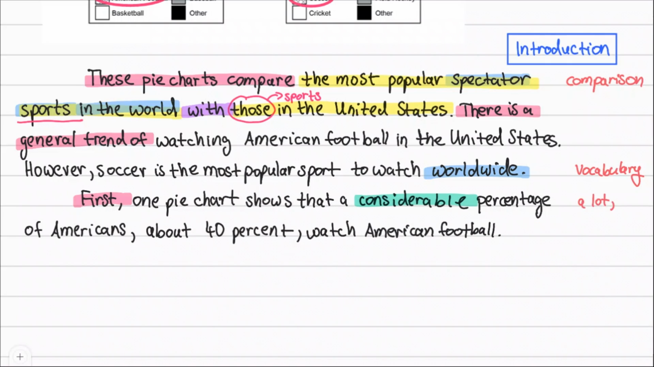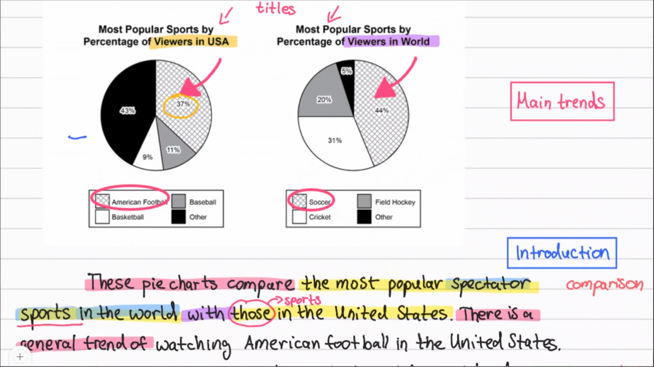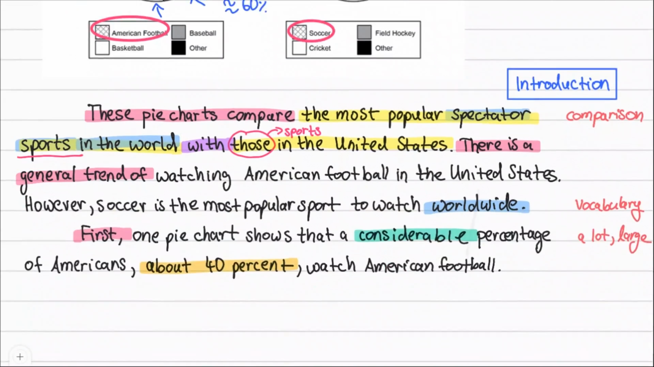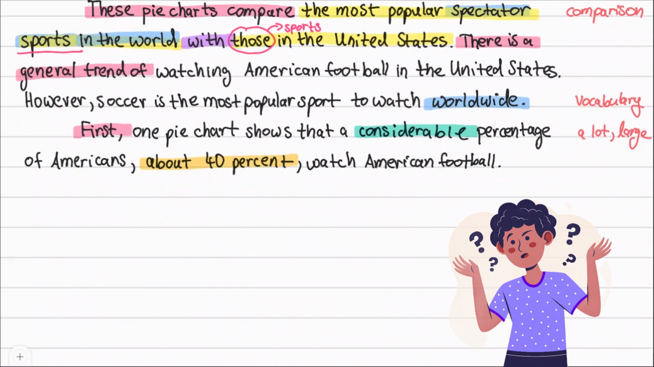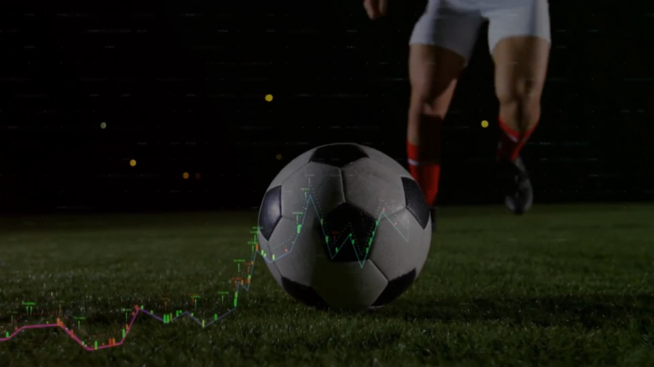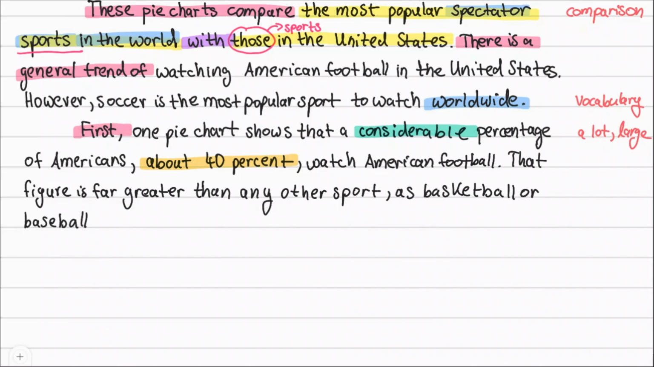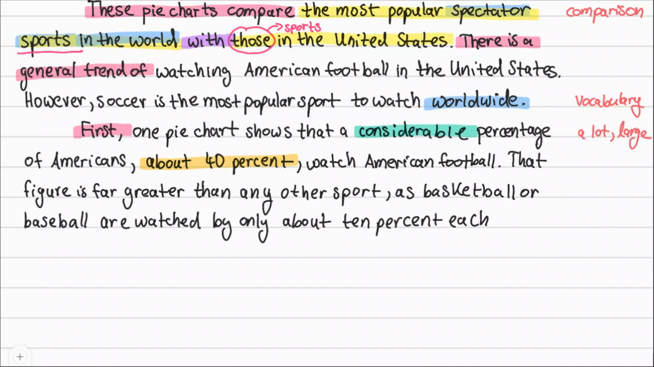Considerable means a lot or large, but considerable sounds much more impressive, doesn't it? I also added about 40% to the sentence because I want to show how large the percentage is. This is the time to give detail. However, you might notice that if the number is 40%, the remainder is 60%, which means that another sport could be more popular, right? So I give more details to show that American football really is the largest. That figure is far greater than any other sport, as basketball or baseball are watched by only about 10% each, and the remaining are other sports.